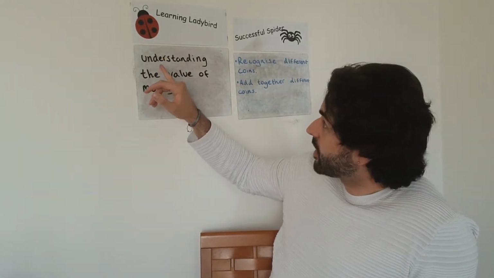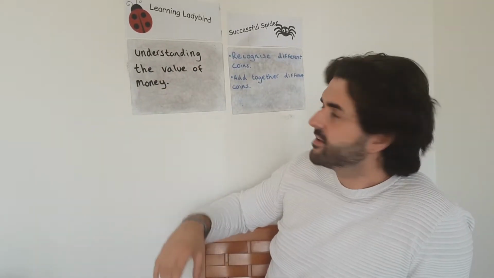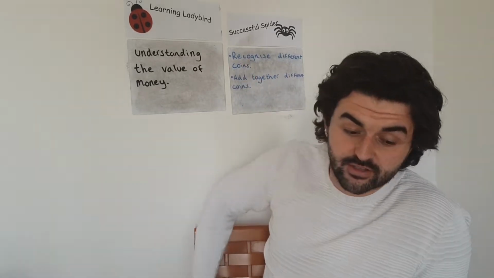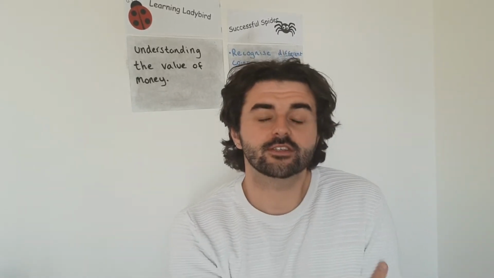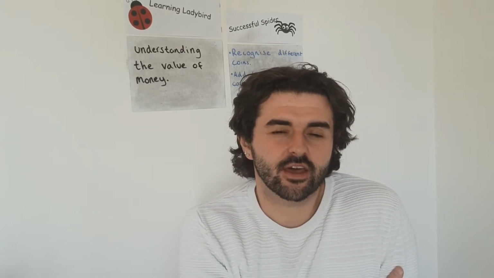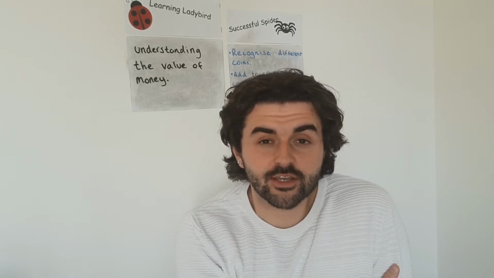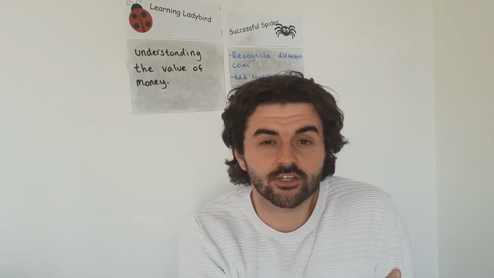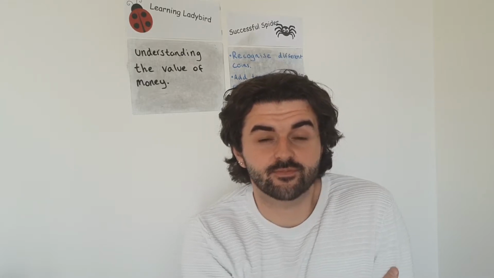Our learning ladybird is to understand the value of money, and our successful spider is to recognize different coins and add together different coins. So today we're going to be taking it really easy, and we're going to be looking at different coins, and then we're going to be looking at mixing up different coins and adding them together. Okay? So it might sound a little bit tricky, but let's give it your best shot. And if you're stuck or you need help, I will be doing one-to-one sessions later on this week. I've told your parents, and I can help you then.